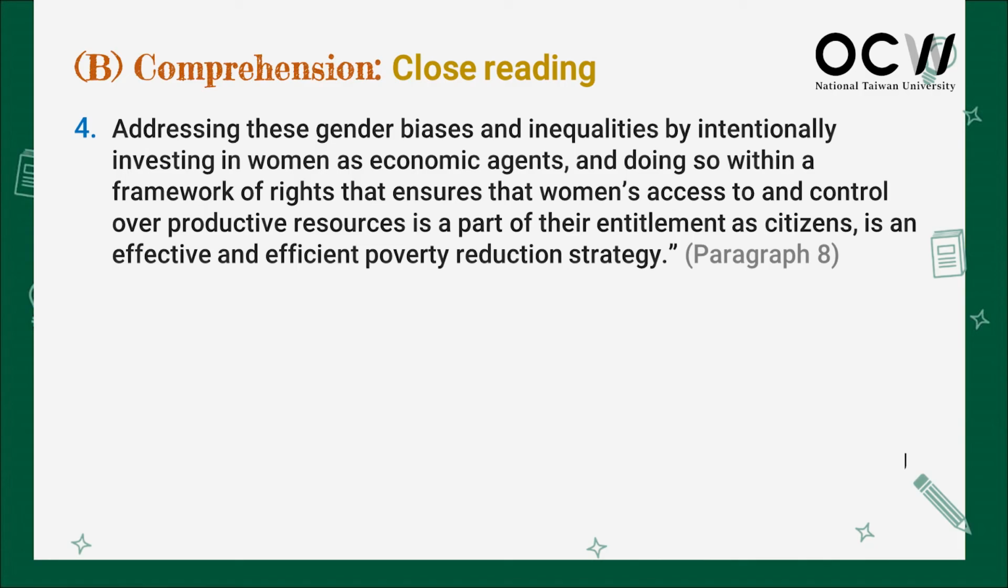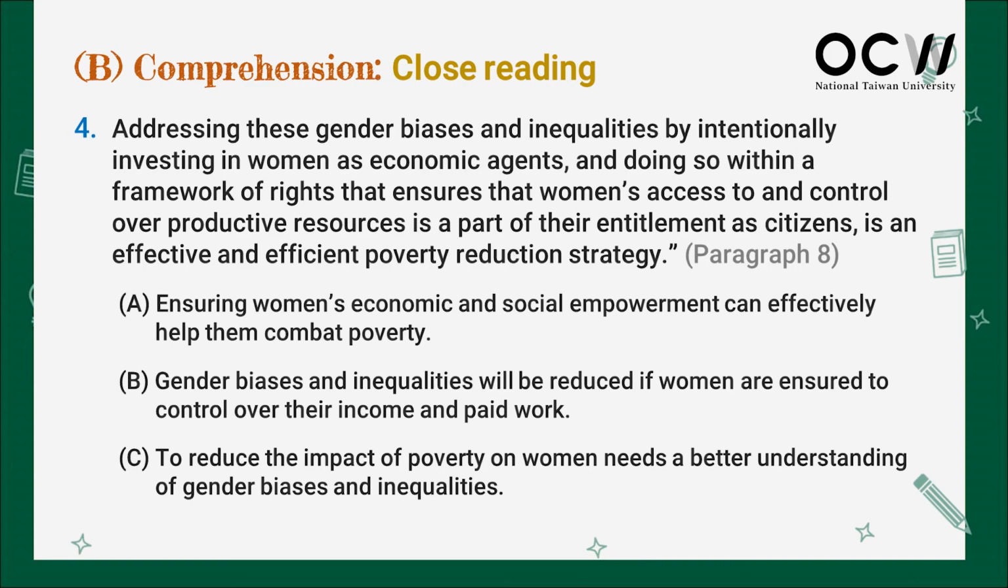Addressing these gender biases and inequalities by intentionally investing in women as economic agents, and doing so within a framework of rights that ensure that women's access to and control over productive resources is a part of their entitlement as citizens, is an effective and efficient poverty reduction strategy. Again, identify the key meaning in this and be able to choose the best option. 15 seconds. Come on.